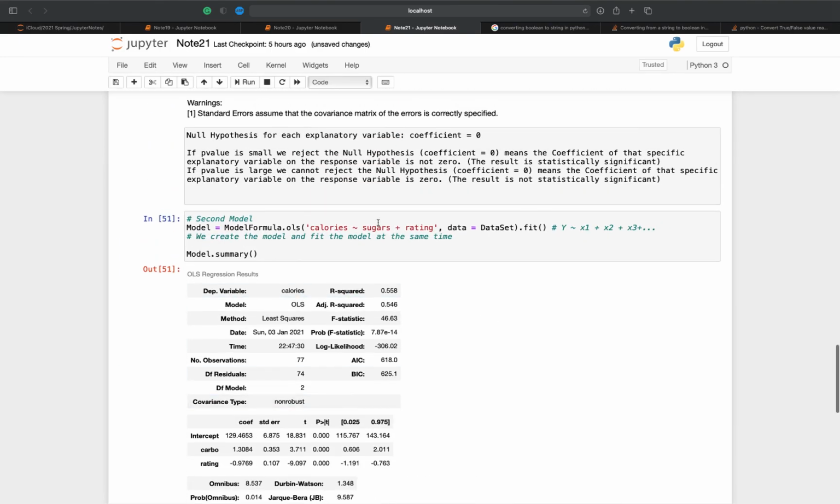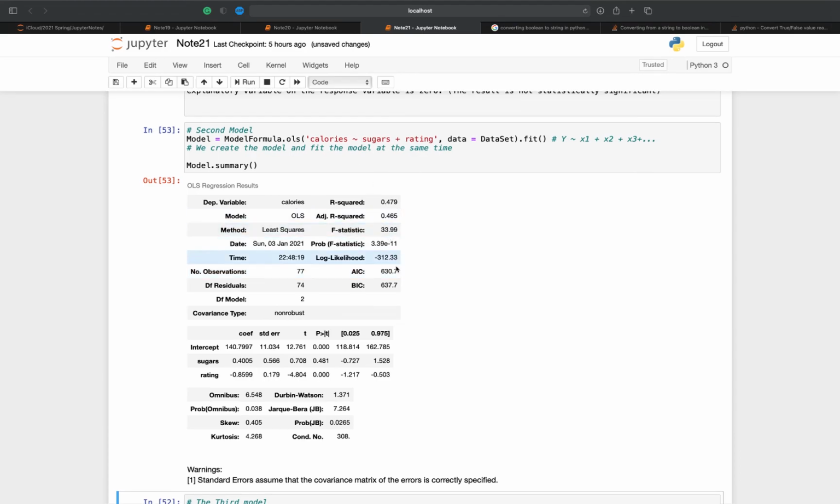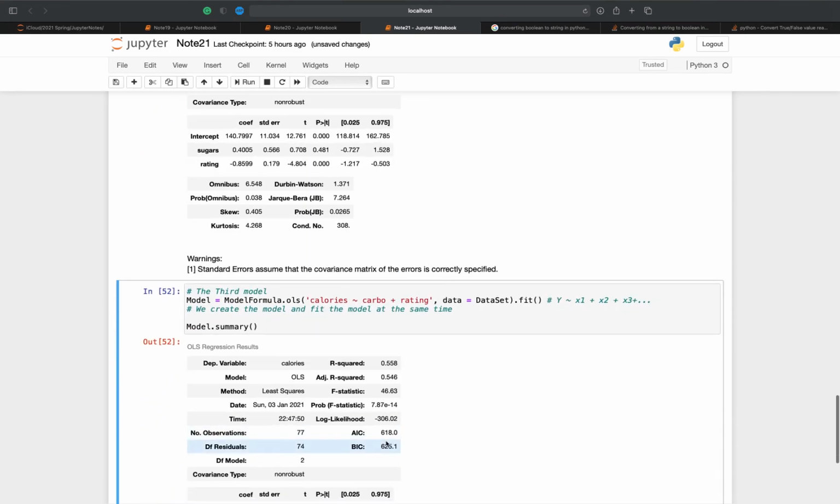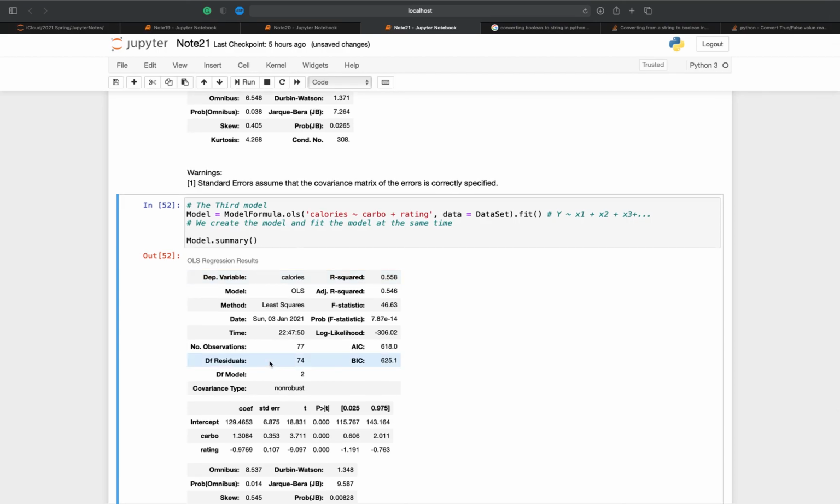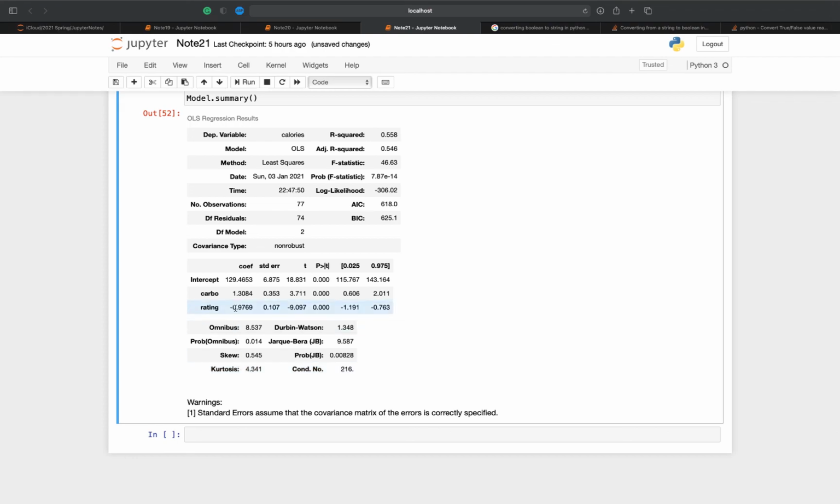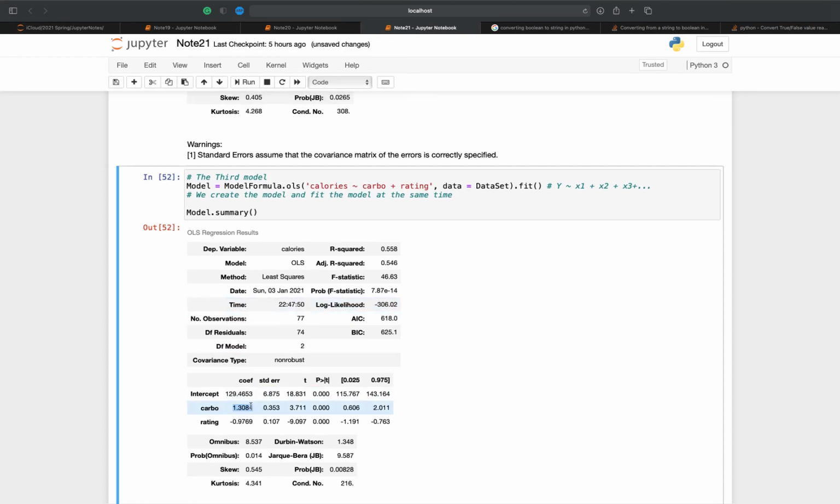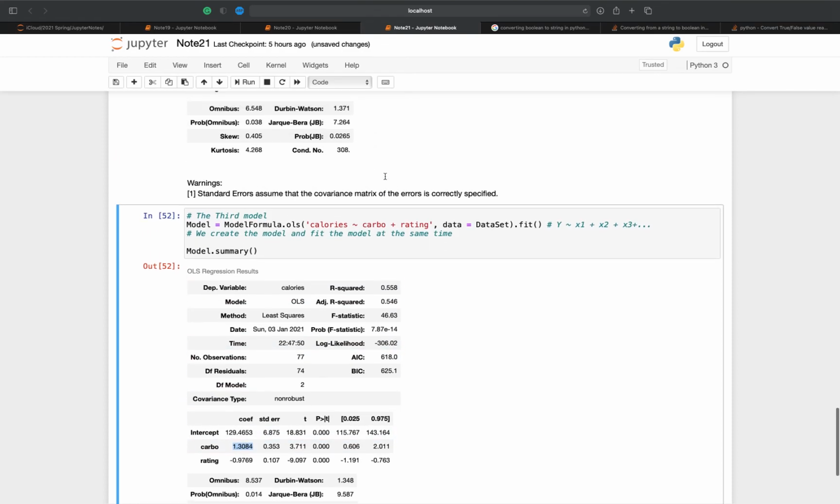Am I missing anything? Actually, I'm missing something. The second model has 630, and this model has a lower AIC. So the third model is much better than the second model. And then let's look at the rating. Rating increased, and carb is not bad; both of them are still significant. But when we remove the effect of carb from the model, sugar will not be that significant.